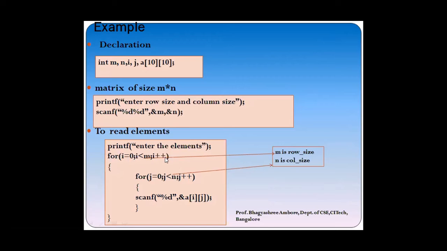The outer loop works for one time. The inner loop works for whatever value of n. I don't know, so it is n times it works. In my case, I have taken it as 3 cross 2, so it works for 2 times. Every time when i value changes, it works for 2 times. That is, it has to fill all the values in a row, right? So it will work for 2 times.